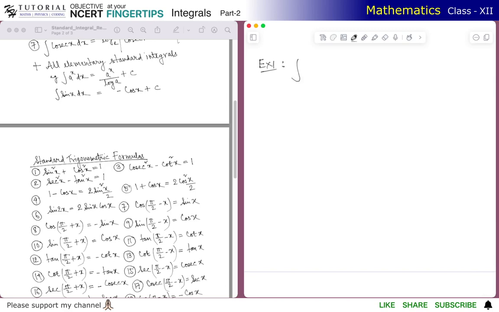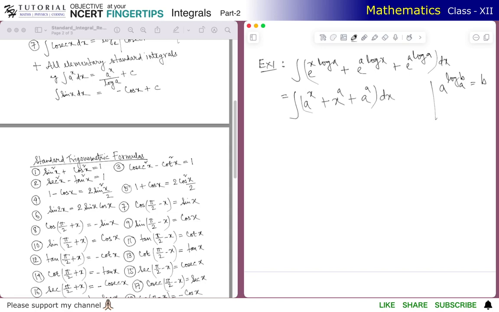The first problem is the integral of e to the power x log a plus e to the power a log x plus e to the power a log a dx. Now, I can see all the terms are e to the power. Sorry, my microphone again fell off. If I use the properties of logarithm, that is, we have a property that a to the power log base a b equals b. If we use this property, then the given integral becomes a to the power x plus x to the power a plus a to the power a. a must be some constant, and it is assumed that a is greater than 0.